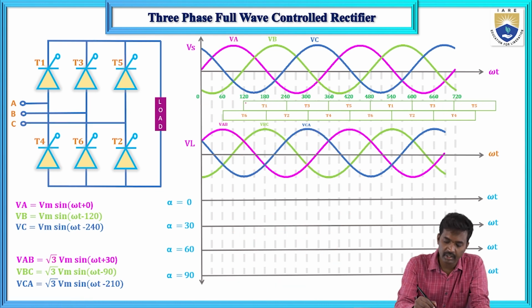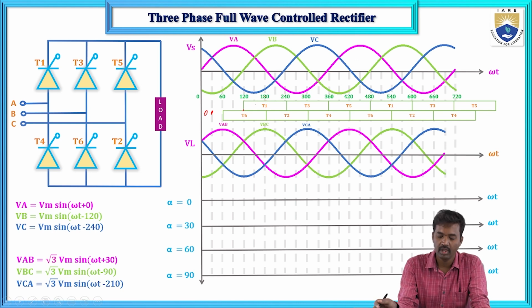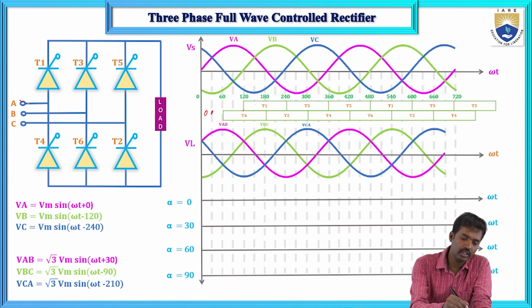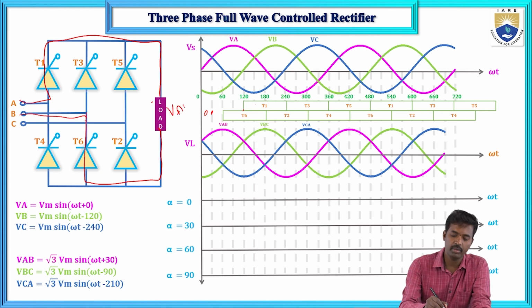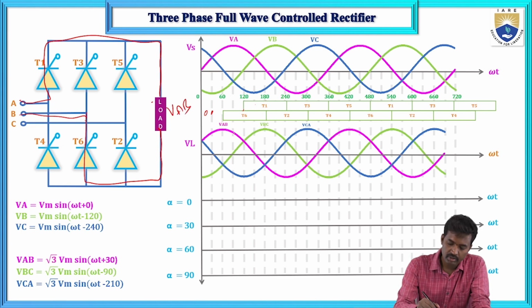After 90 degrees, this is 0 plus, it starts at 0, and 0 plus 90 means here T1 from 120 to 180 degrees duration. From 120 to 180 degrees duration, T1 and T6 thyristors will conduct. So that is VAB. So that is here 120 to 180. Here 180 means up to here, 120 means here. So it is this one.